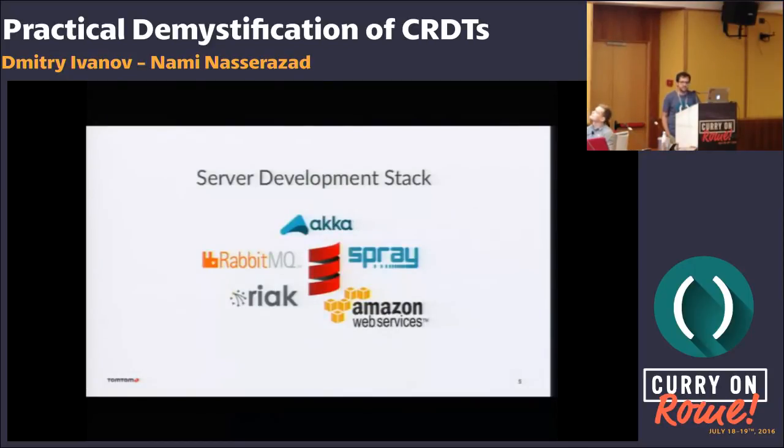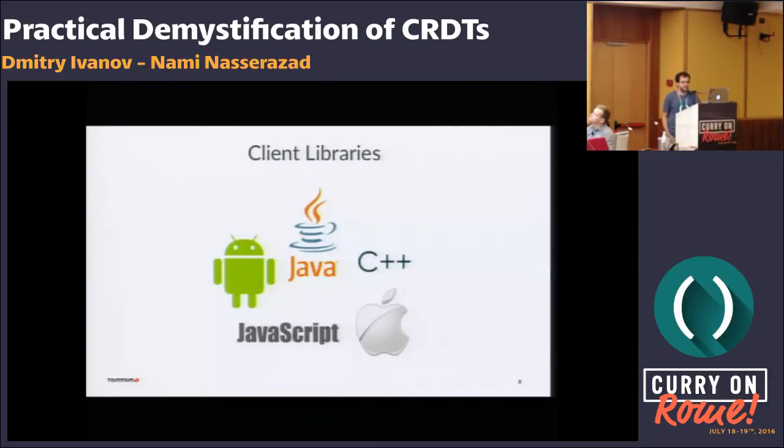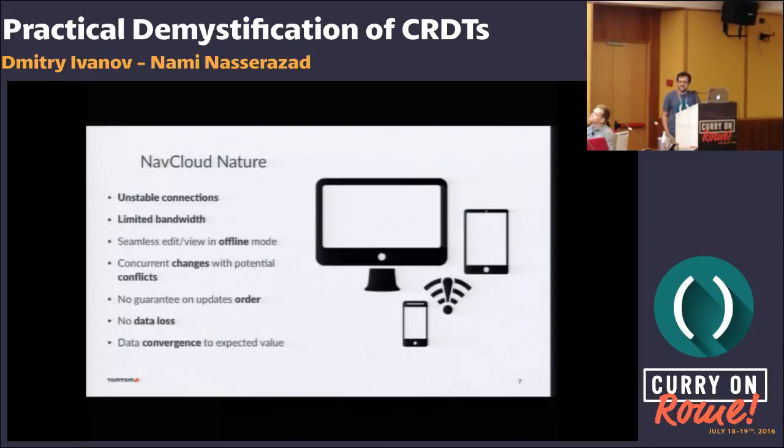These are the technologies that we used on the server and the client: Akka, Spray, and Scala, and we deployed on Amazon Web Services. We also built different sets of client libraries to let the clients integrate with our services. These are the natures of many synchronization systems.